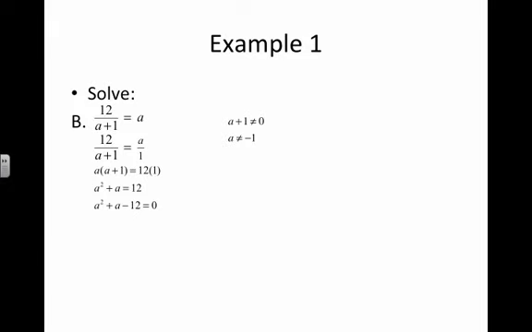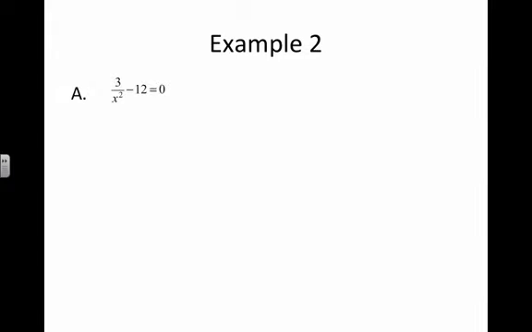In this case, we can factor. So a plus 4 times a minus 3 is going to work. 4 times negative 3 equals negative 12, and 4 plus negative 3 equals that coefficient of a, which is 1. It equals our b value of 1. All right, so now we set each factor equal to 0. And so we get a plus 4 equals 0, a minus 3 equals 0, and so a equals negative 4, a equals 3.